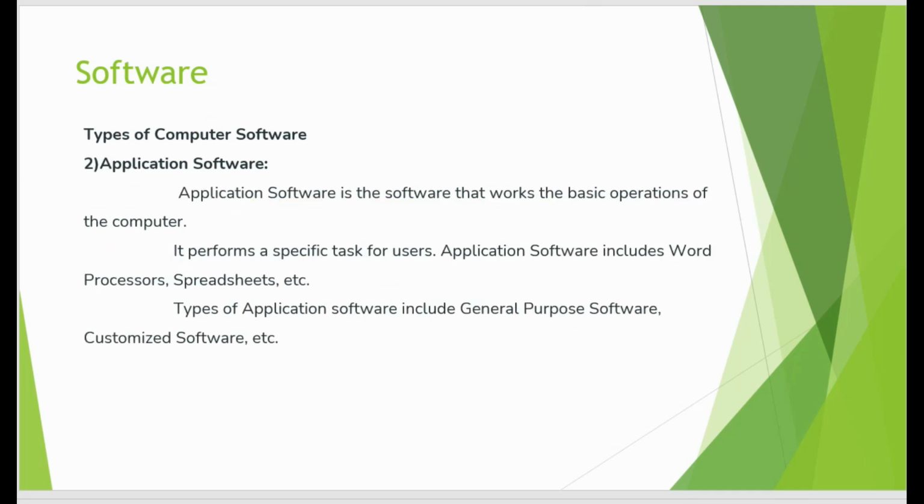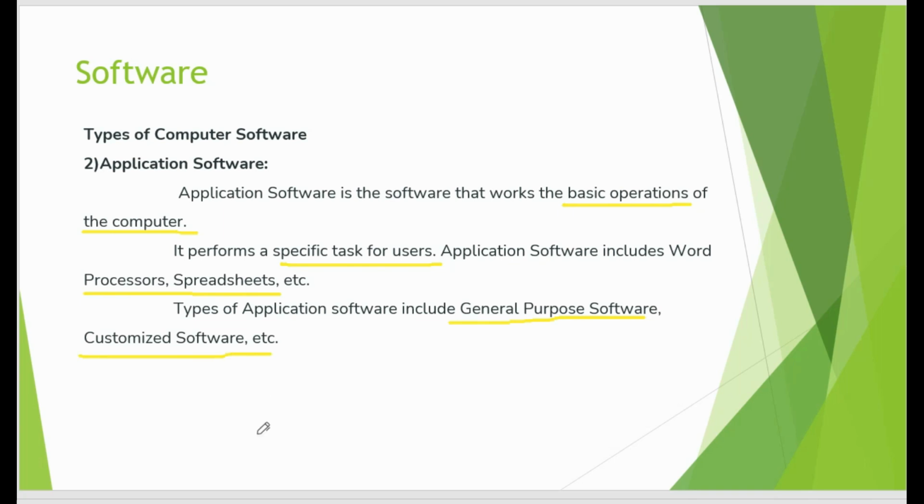Now the next part is application software. What is the meaning of application software? Application software works on the basic operations of the computer. It performs specific tasks for the user. Application software includes word processors, spreadsheets, etc. Types of application software include general purpose software and customized software.